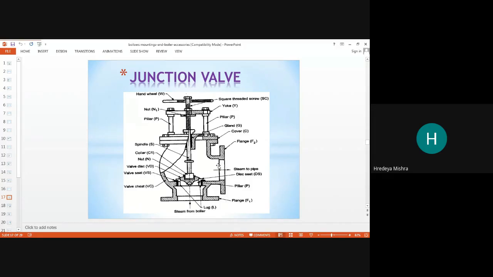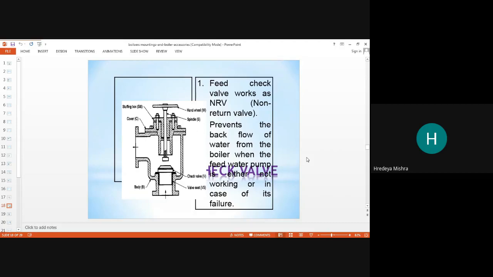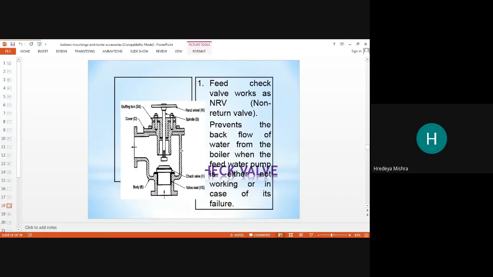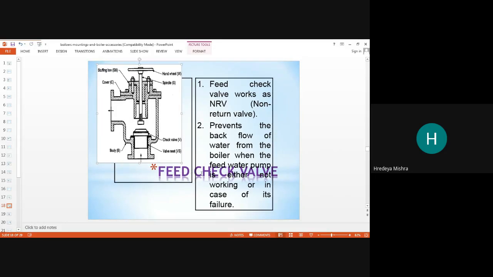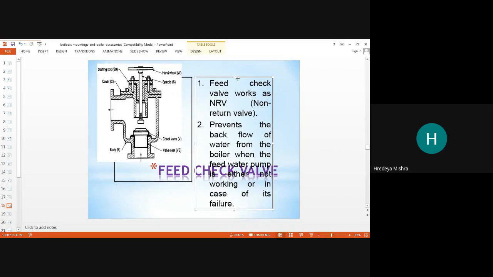So this is the valve which connects to the steam pipe for supplying or not supplying. Okay. So this is the area where we move this handle to supply the steam or stop the steam supply. Okay. Now, feed check valve.